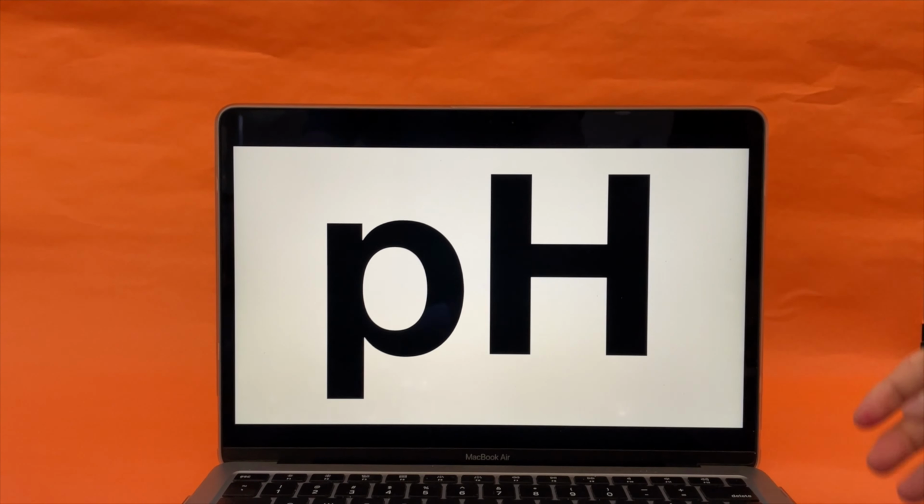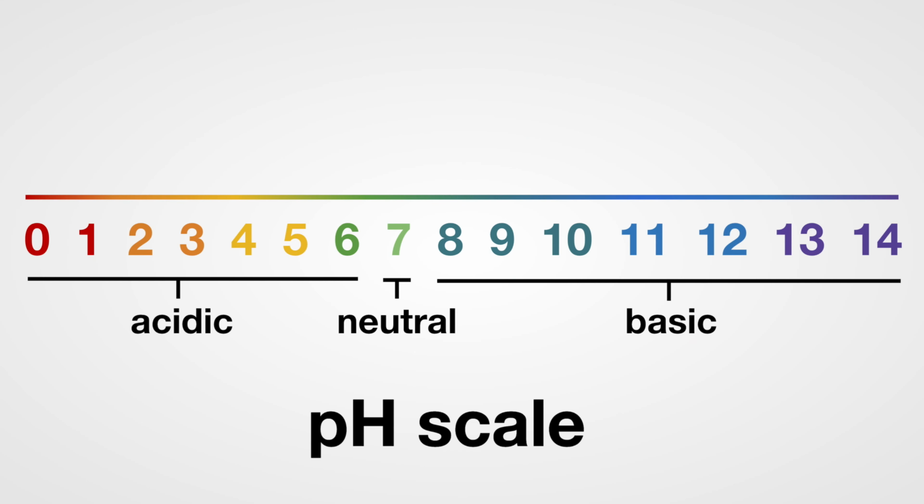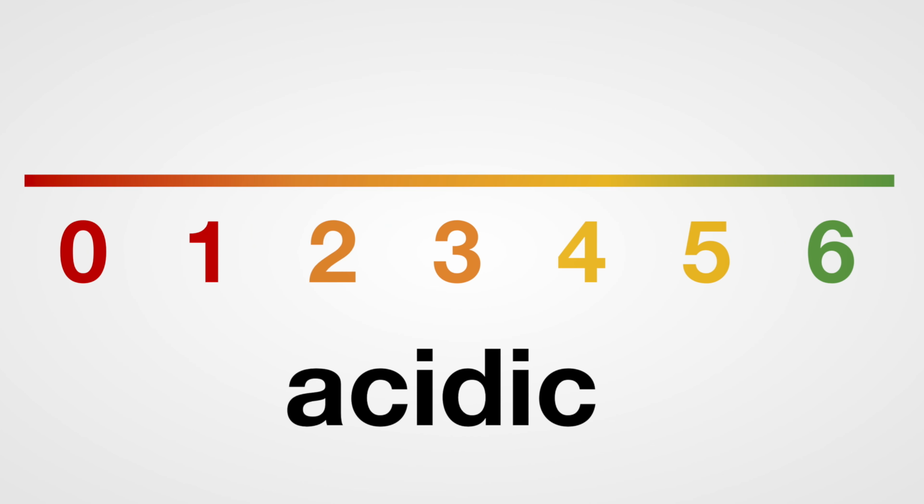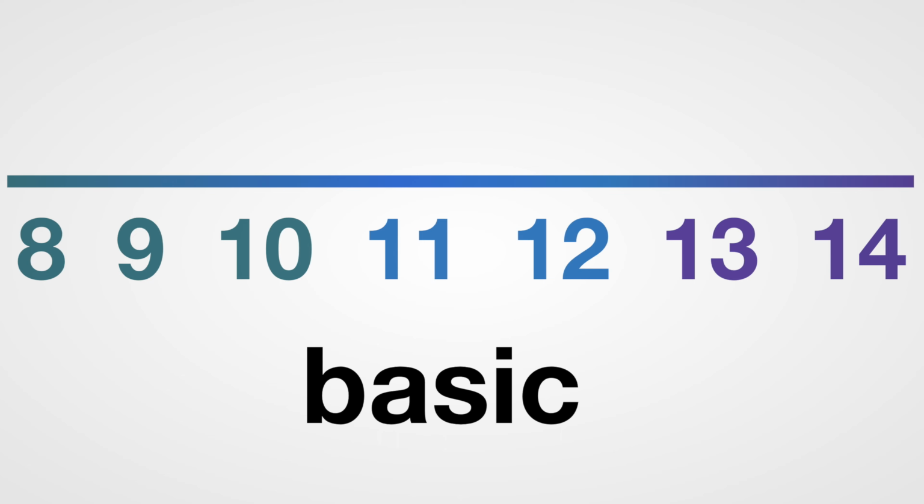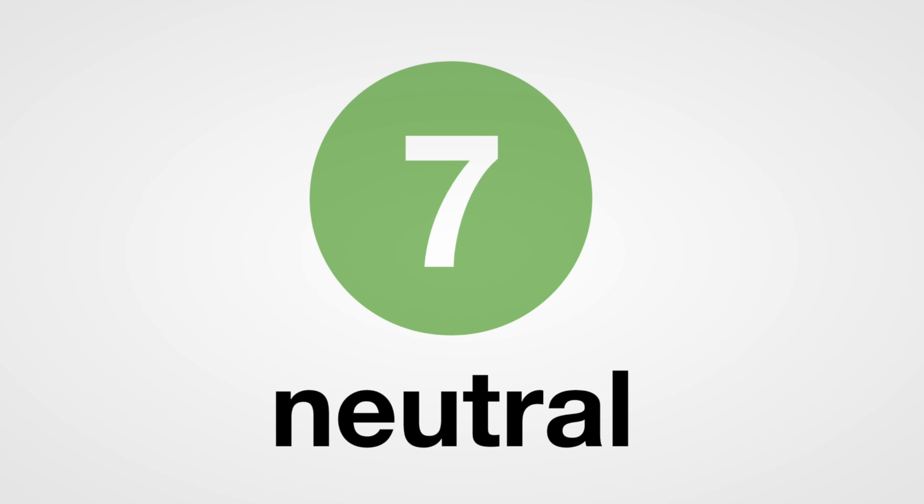All aqueous solutions that are acidic are measured in pH, potential of hydrogen. They're measured on a scale that goes from 0 all the way to 14. The scale looks like this. Anything from 0 to below 7 is acidic. Then anything ranging from above 7 to 14 is basic. Anything with a pH of 7 is neutral.